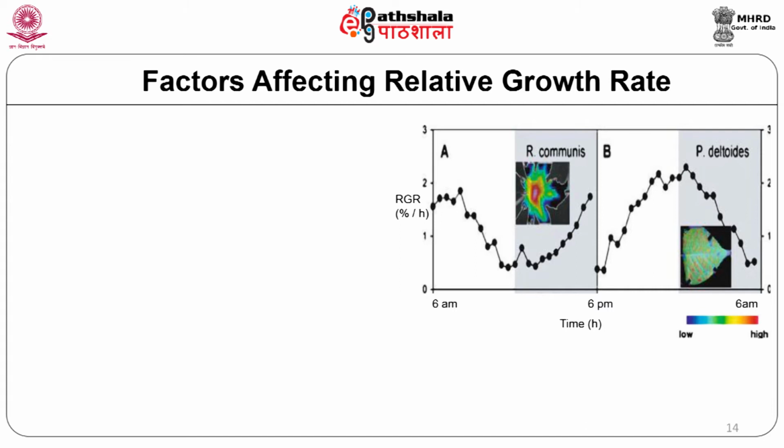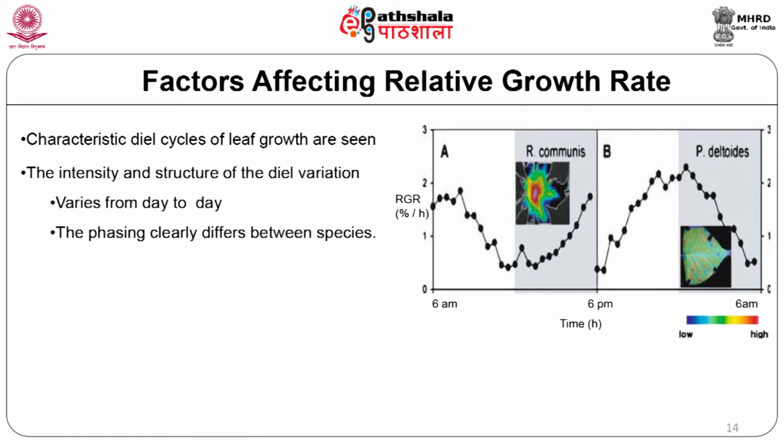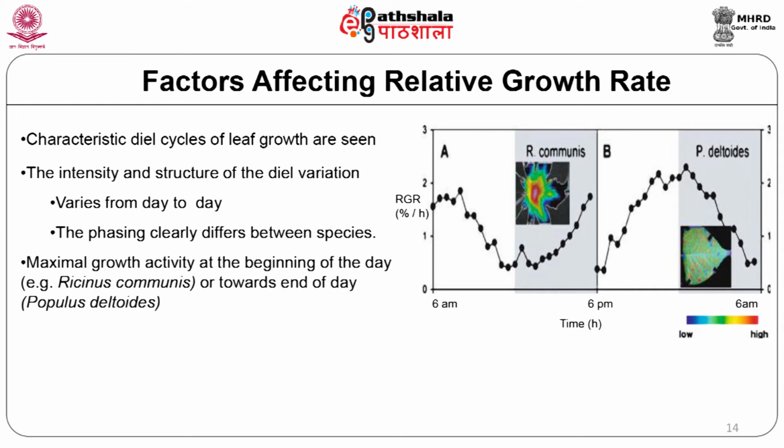Dicot species show characteristic diel cycles of leaf growth, with the growth intensity varying from day to day. For example, leaves of Nicotiana tabacum and Arabidopsis thaliana showed maximal growth activity in the beginning of the day, and the growth rate showed a base to tip gradient.